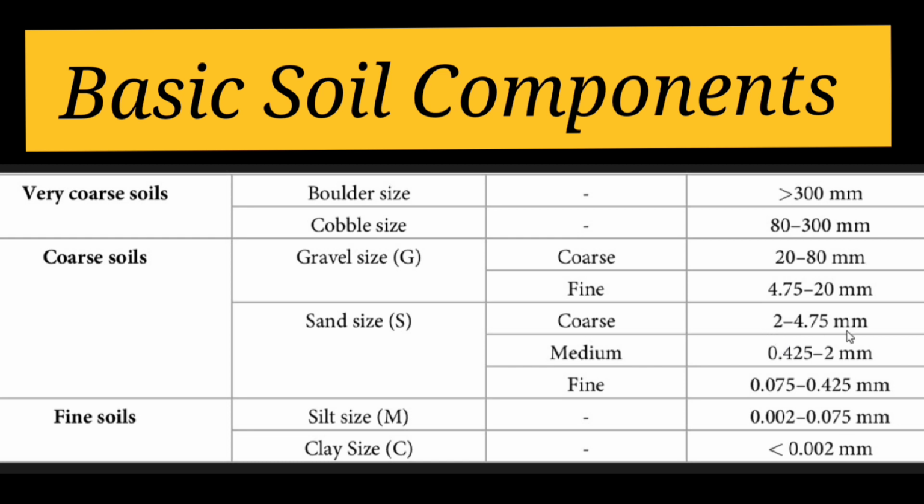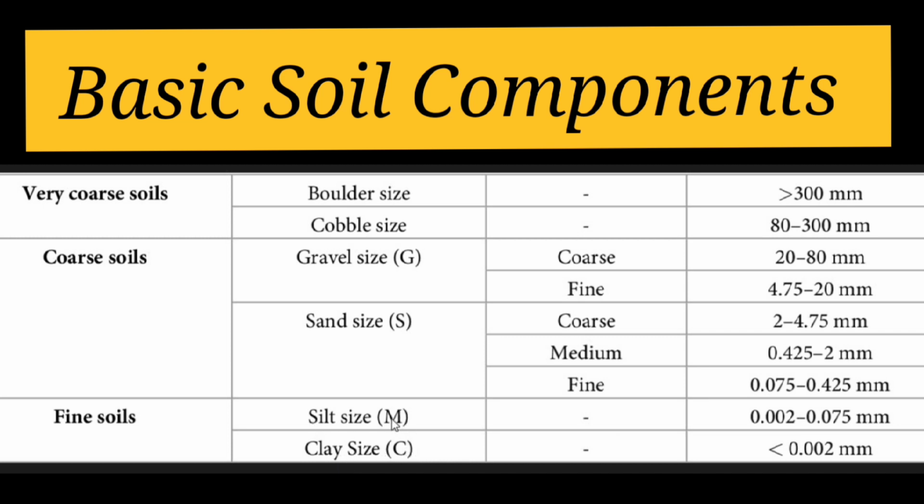And the fine grained soil is again a clay size, means symbol is C. It is also particle smaller than 75 micron, identified by behavior that it can be made to exhibit plastic properties within a certain range of moisture and exhibits considerable strength when air dried, and the size for the clay particle is less than 0.002 millimeter, that is 2 micron.